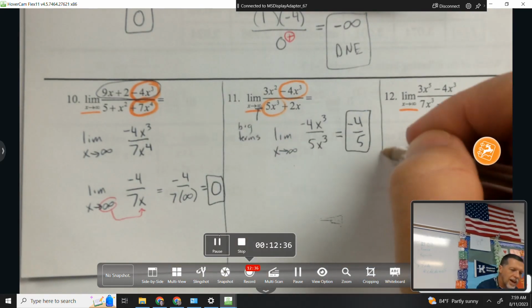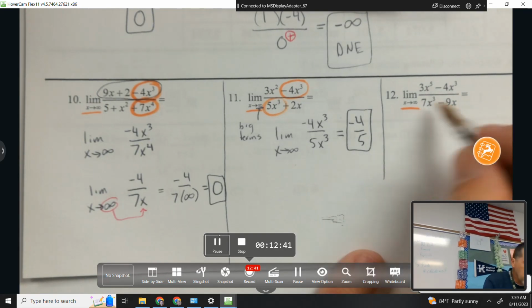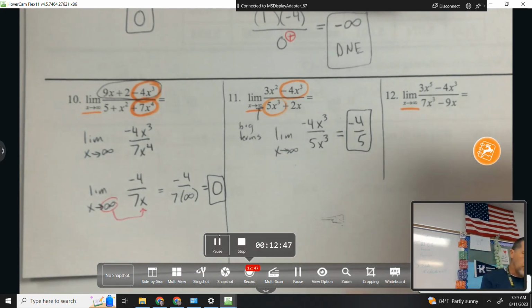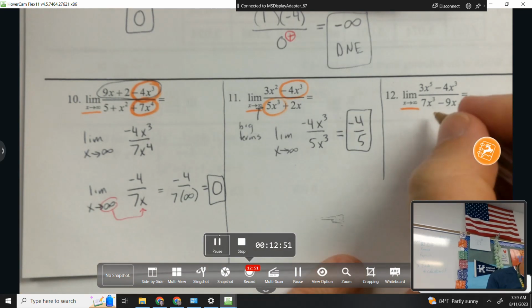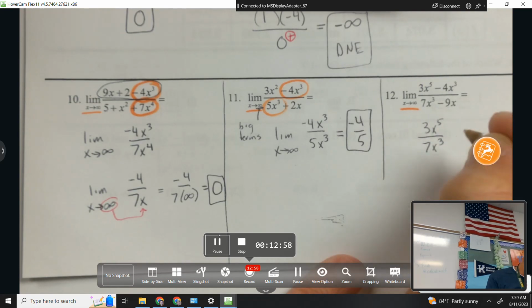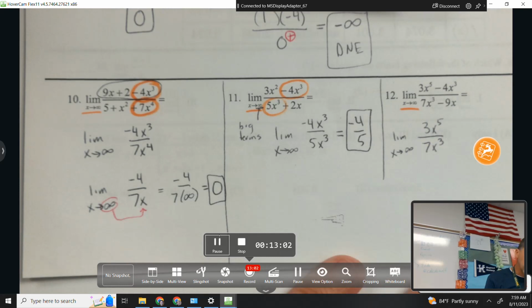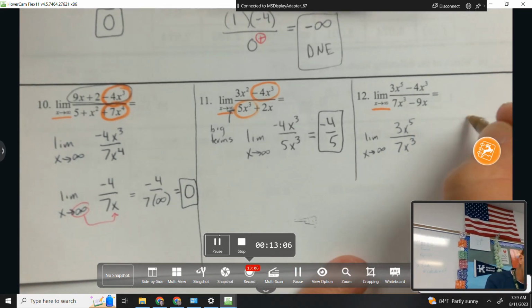And then lastly, let's see. We're doing all three of these because they're all the same type problem, but there's three different types of that problem. So we need to do all of them. Let's see. Again, grab the big terms. So 3x to the 5th from the top, 7x cubed from the bottom. The only terms that really matter. Again, we can reduce with the x's.